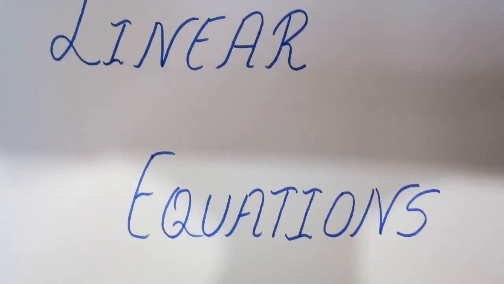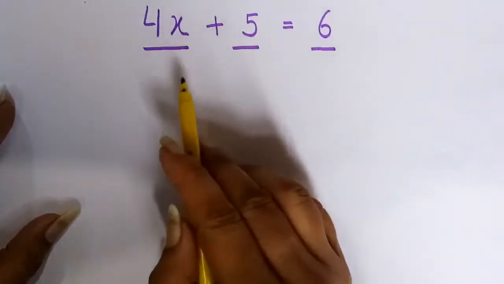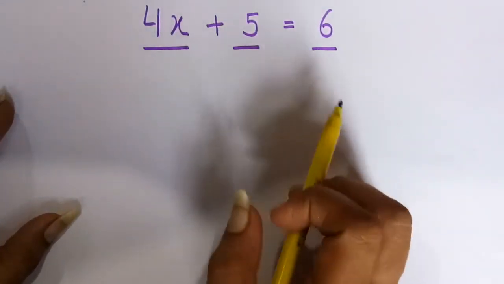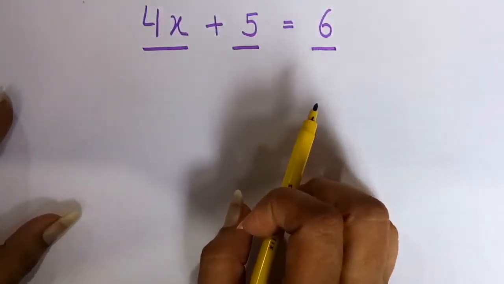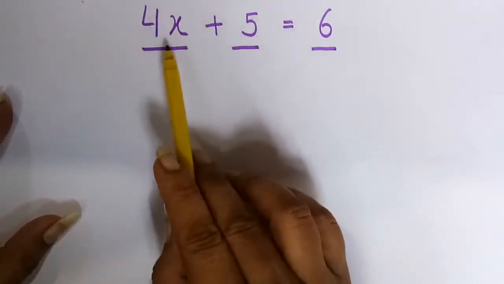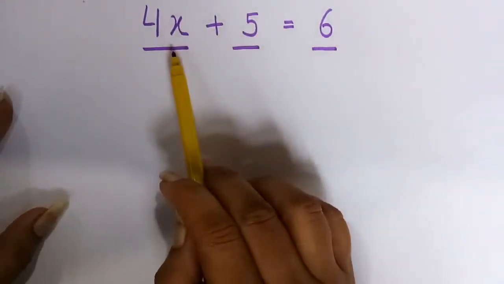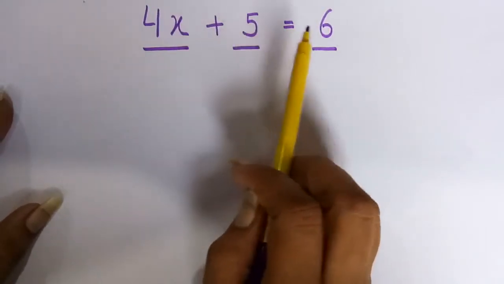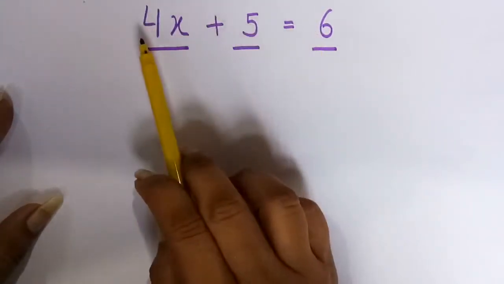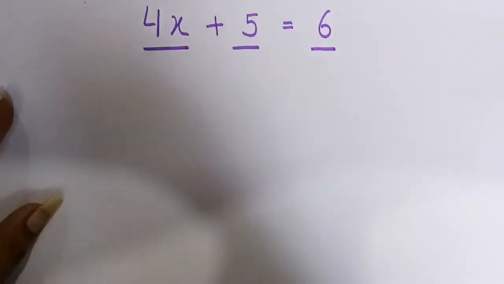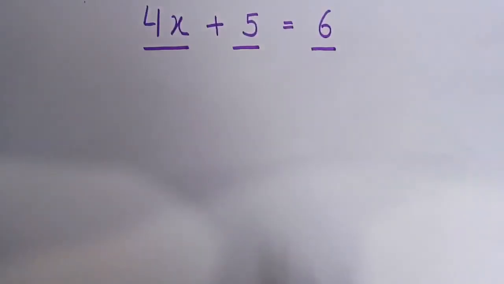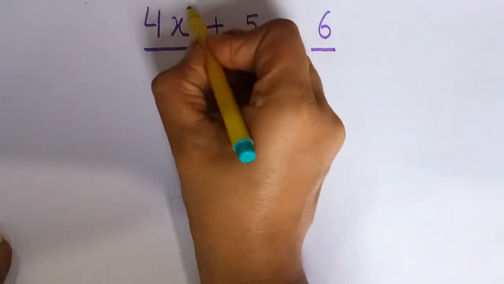In this video we will learn about linear equation in one variable, that is our first degree equation. So let's get started. If I write 4x plus 5 is equal to 6, in this equation there are three terms, 4x, 5 and 6. Here x is known as variable, 5 and 6 are constant and 4 is called the coefficient of x. The highest power of variable x is 1.